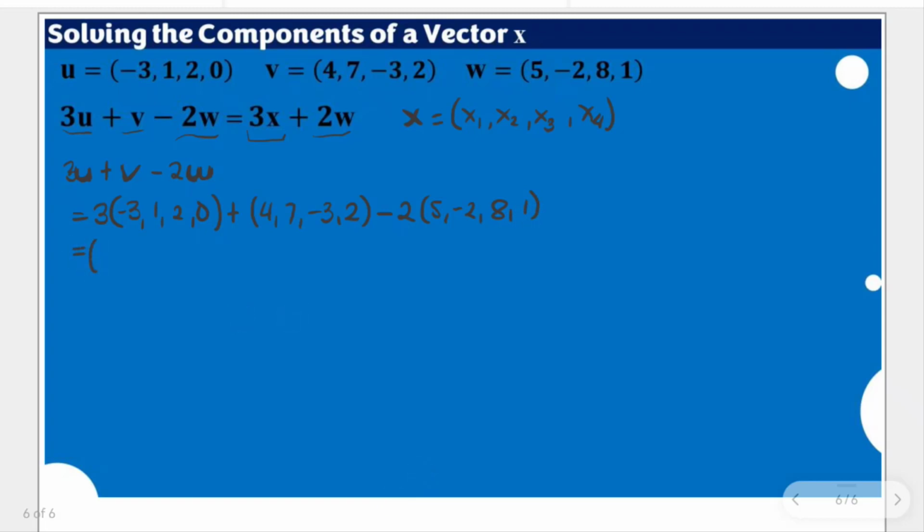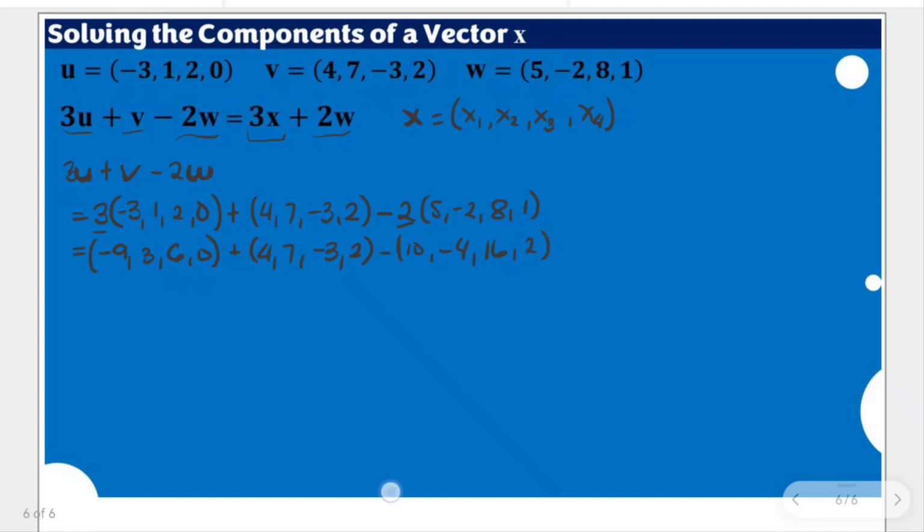If you have your scalar, simply multiply all entries. So you have negative 9, 3, 6, 0. This is still 4, 7, negative 3, and 2. And here you have minus 10. Take note that we are only distributing the 2. We are not using the minus here yet. So don't forget that it will happen like this. You will have negative 4, positive 16, and 2.